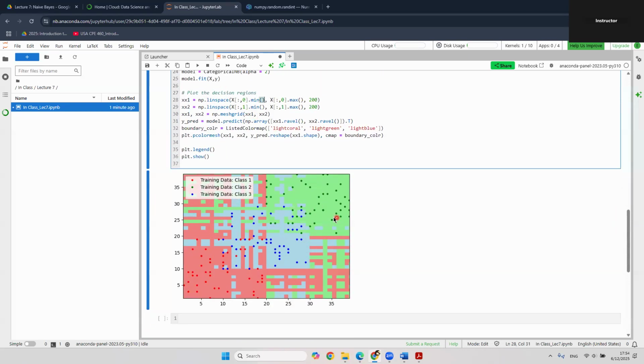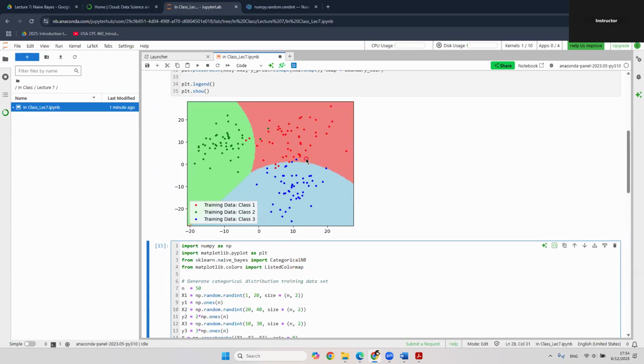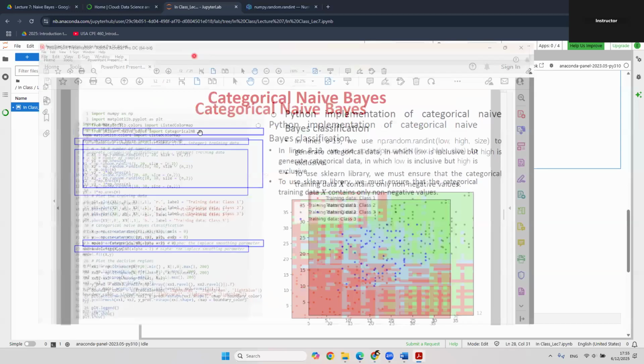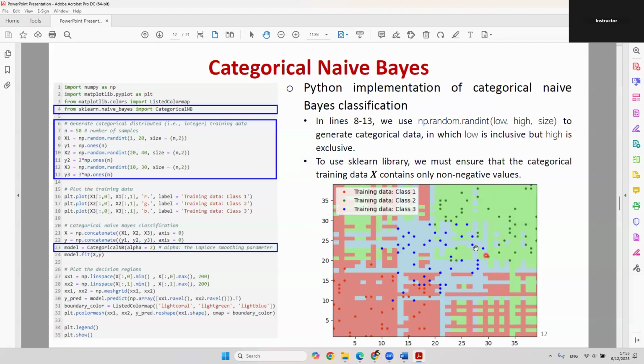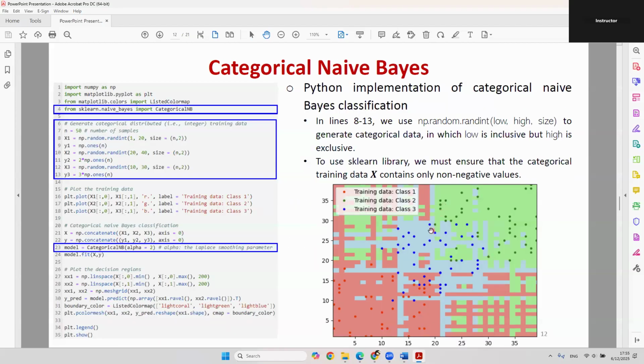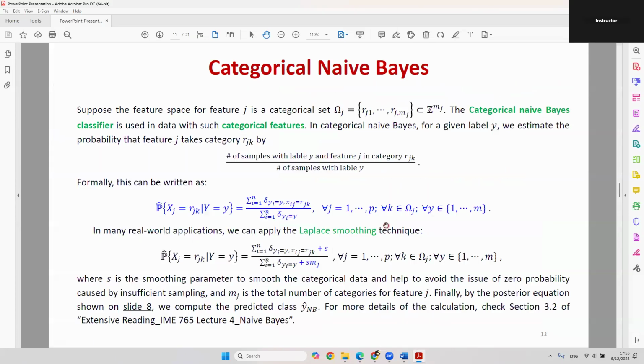And this is the categorical naive Bayes. Comparing this figure with this figure, what did you see? You can see this is all blockwise, right? It has many blocks. Why? Simply because it's categorical. Categorical means discrete, hence we have those kinds of blocks. So here we go, this is the categorical naive Bayes.